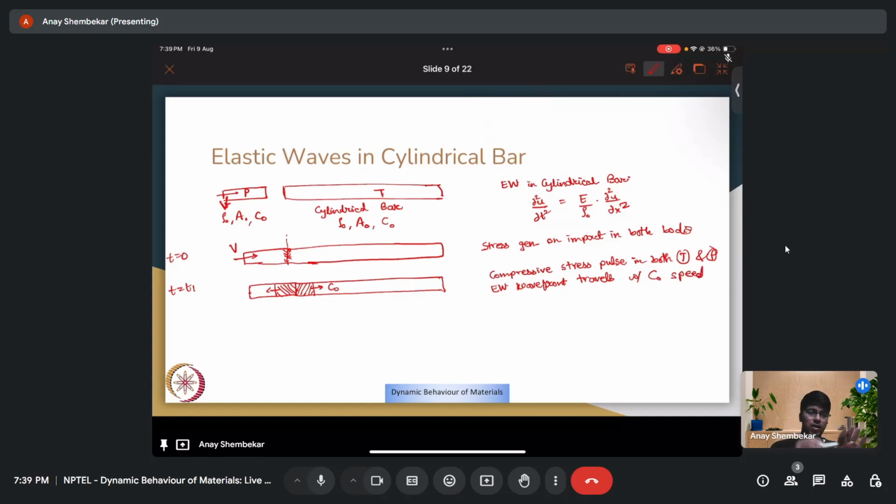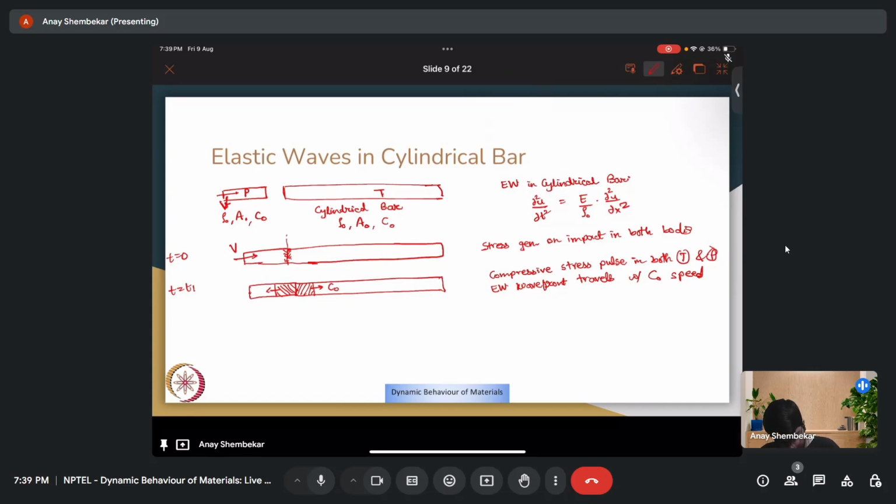In both, upon impact, both the projectile and target experience compressive stress. Elastic stress wave will propagate. Both of them have the same material and the same cross section, which is why they both have the same speed for the elastic wave, which is c naught.